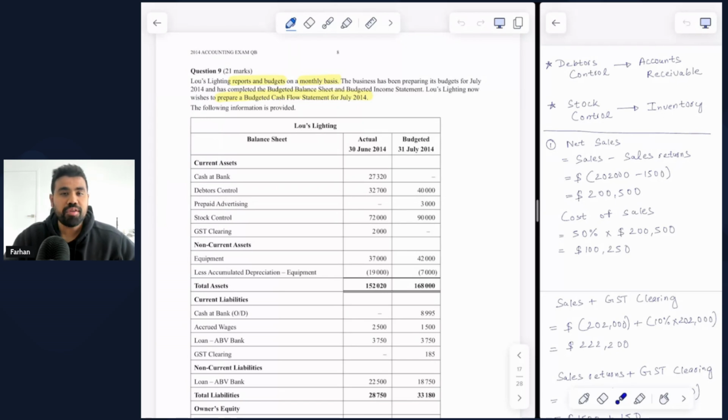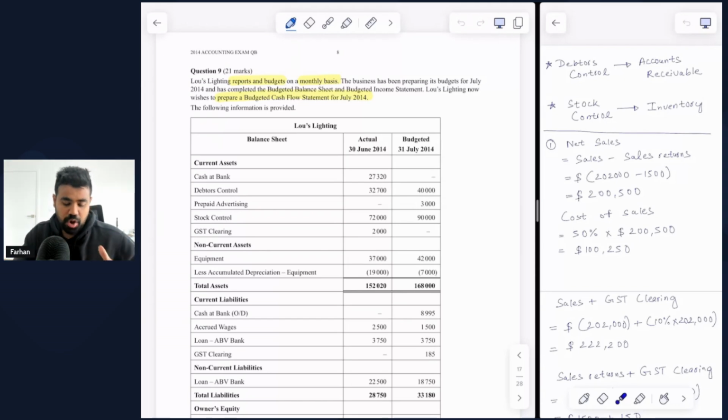This question requires you to reconstruct the ledger accounts for accounts receivable, inventory, and disposal of equipment. You're also required to prepare the budgeted cash flow statement by using the balance sheet provided for two periods and also the budgeted income statement. You are then required to discuss two examples for why the net profit of a business could be higher than its reported bank balance at the end of a given period. With that being said, let's get started.